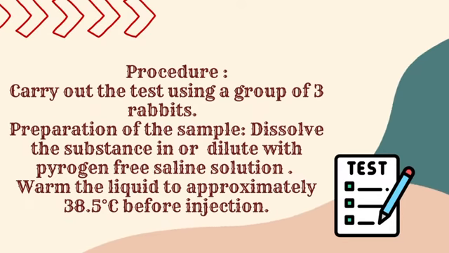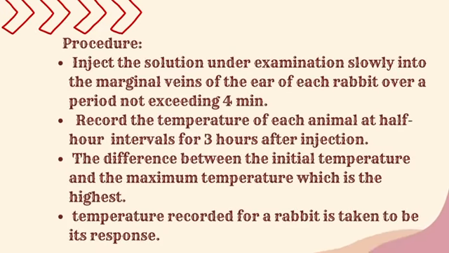Warm the liquid to approximately 38.5 degrees Celsius before injection. Inject the solution under examination slowly into the marginal veins of the ear of each rabbit over a period not exceeding 4 minutes. Record the temperature of each animal at half-hour intervals for 3 hours after injection.